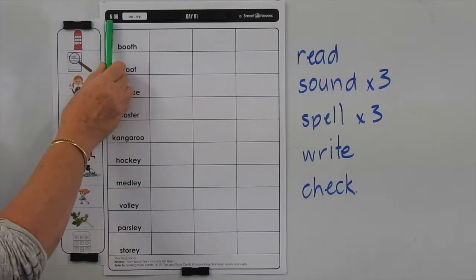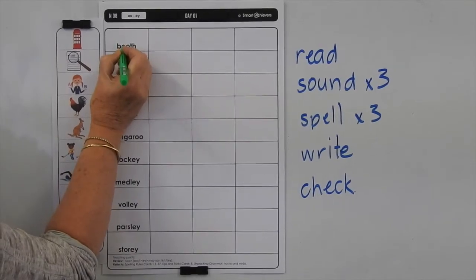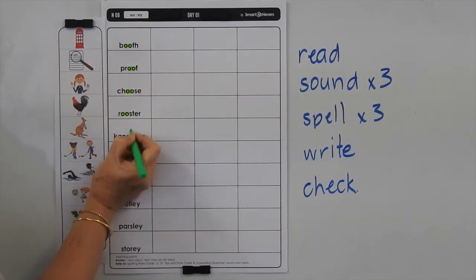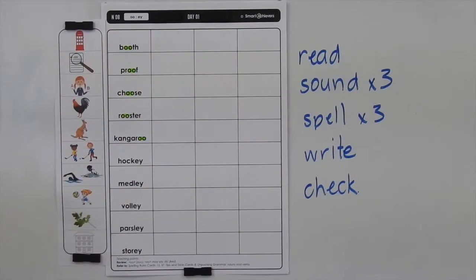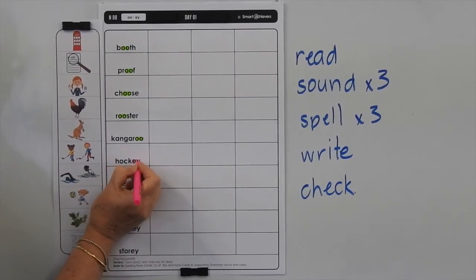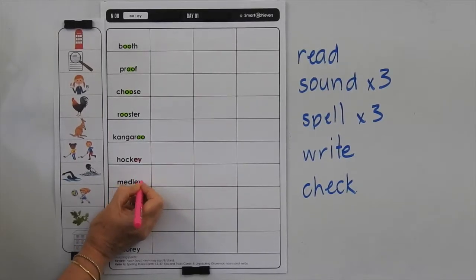This is level N list 8 and we're doing the day 1 page, and we've got the double O making the oo sound in booth, proof, choose, rooster and kangaroo. And then down the bottom we've got the EY making the E sound at the end of a word. Now this isn't very common.